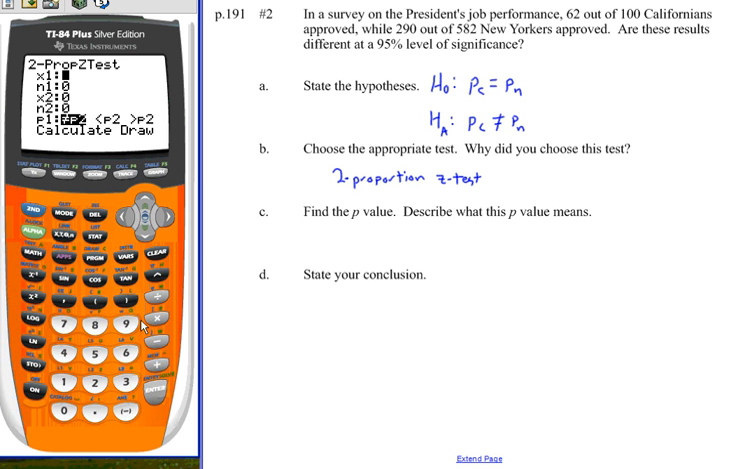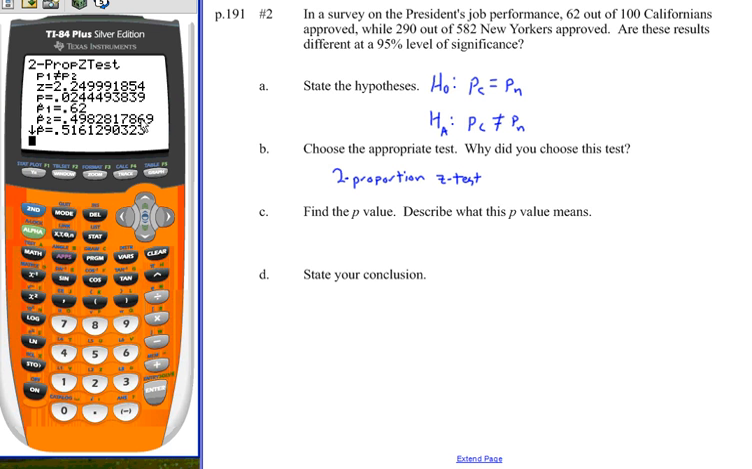Okay, now x and n. x stands for the number of people, in this case, who approve. n is the total number of people surveyed. So for the Californians, 62 out of 100 approve. For the New Yorkers, 290 out of 582 approve. We're testing if these proportions are equal or not equal. So let's go down to calculate.